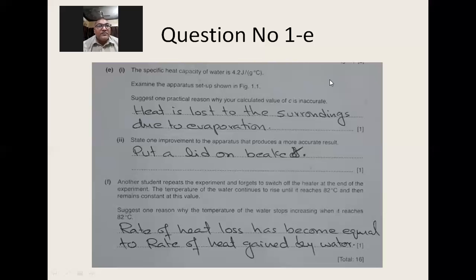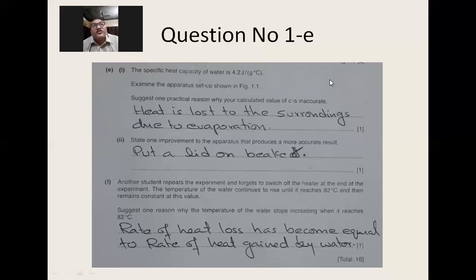So that's the question. On the F part, he says another student repeats the experiment and forgets to switch off the heater at the end of the experiment. The temperature of the water continues to rise until it reaches 82 degrees centigrade, and then remains constant at this value. Suggest one reason why the temperature of the water stops increasing when it reaches 82 degrees centigrade.